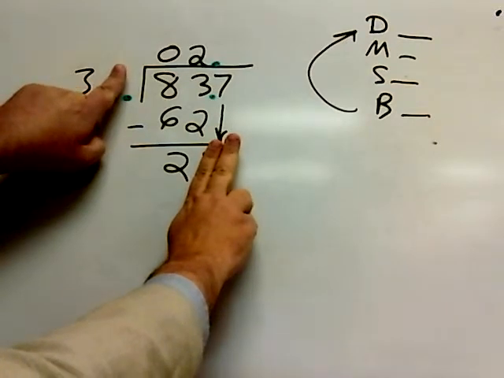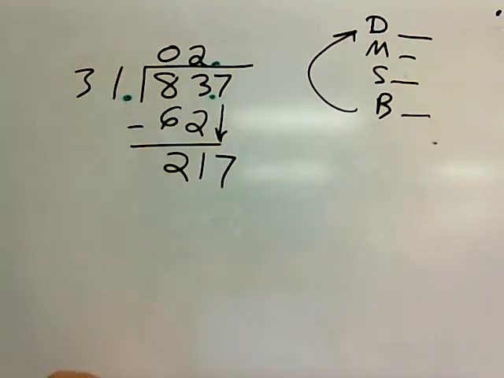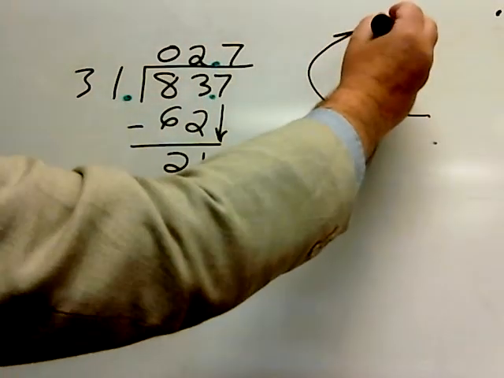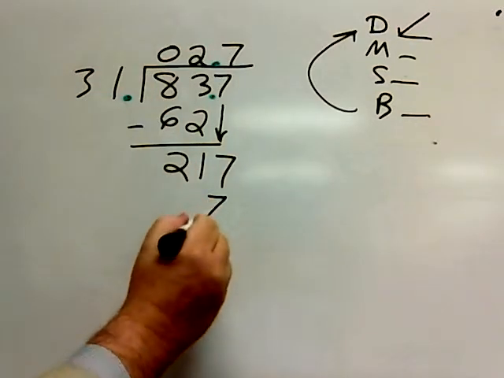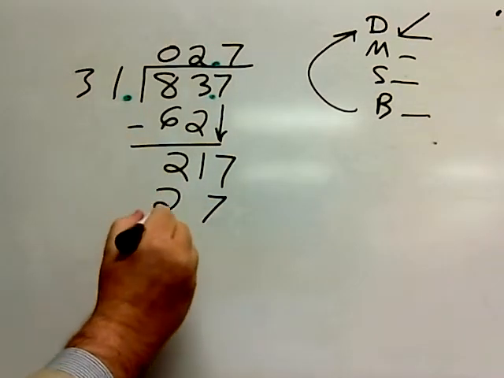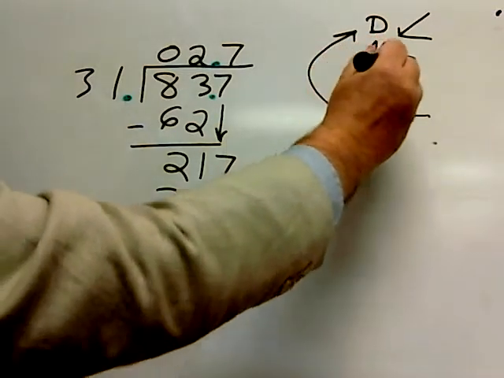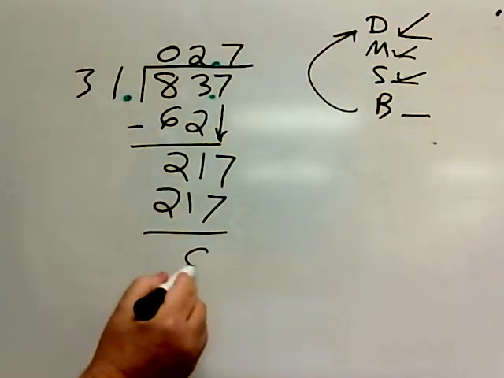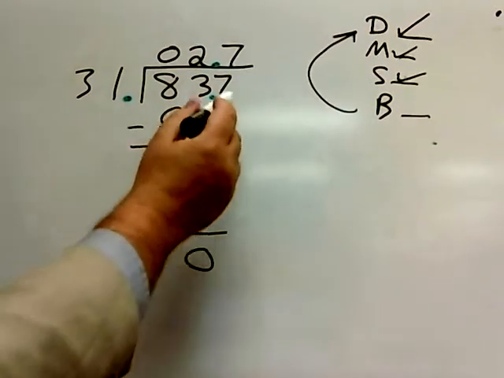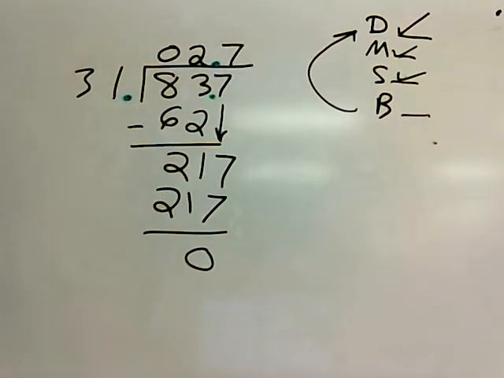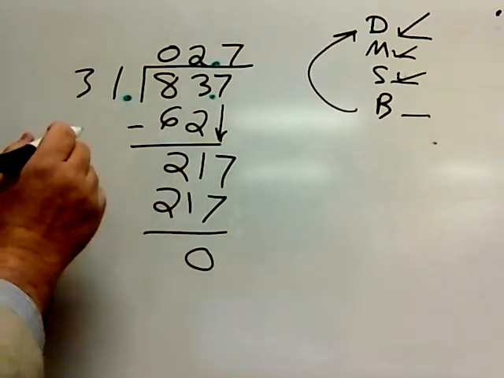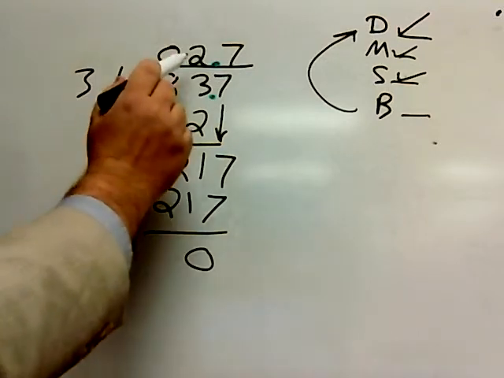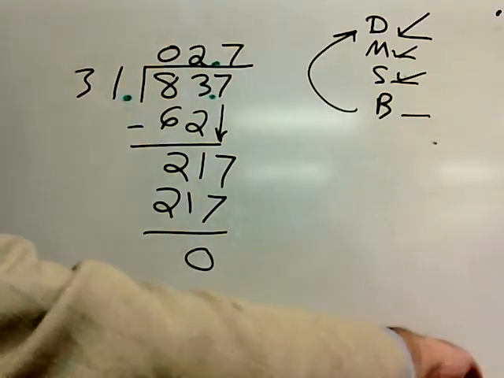Now, how many times does 3 go into 21? Obviously, 7. I just divided. Next, I'll need to multiply. 7 times 1 is 7. 7 times 3 is 21. After I multiply, go ahead and subtract. 0. If I have a 0 at the bottom and there are no numbers left to bring down, that's how I know I'm done. So 83.7 divided by 3.1 is 2.7, the correct answer. Let's try one more.